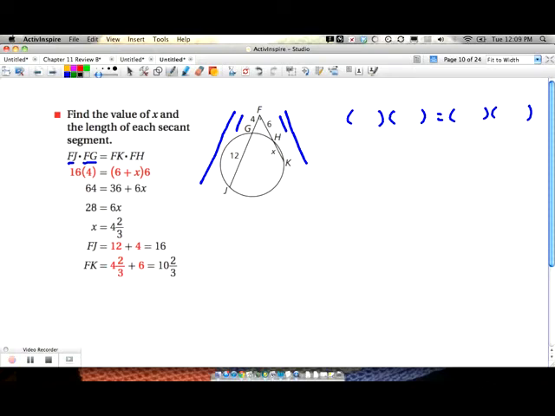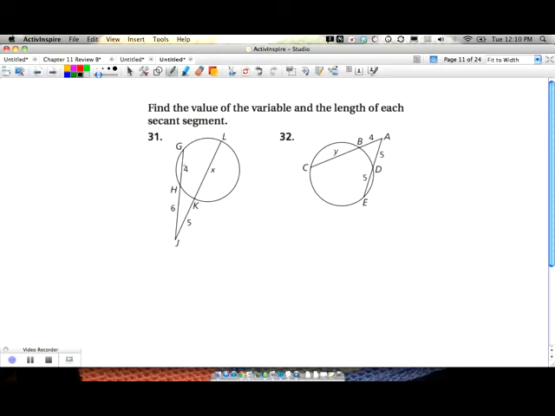So let's look at the left side first. So we got 4 for FG. And then the whole thing is 4 plus 12. And that's where they get this 16 from. Then the other side we have 6 and then 6 plus x. They're getting that 6 plus x because it's the whole piece. So that's where they're getting those numbers from. Let's see if we can replicate it. So here we got to do the piece and the whole. Those are the two things that we're going to be multiplying there.